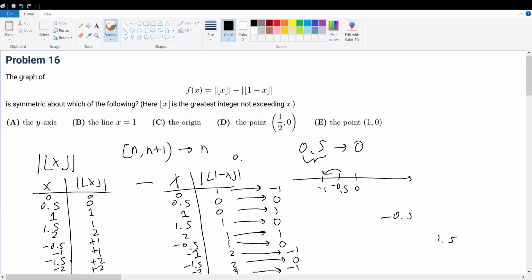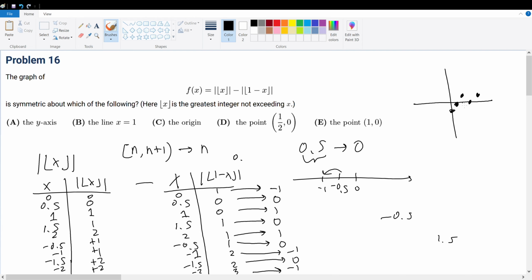So we see that it's going to be a very neat looking pattern. When it's 0, the output is negative 1. Then 0.5, comma 0. And then it's going to be 1, comma 1. And then it's going to be 1.5, comma 0. And then it's going to be 2, comma 1. So 2, comma 1 is going to be roughly right here.